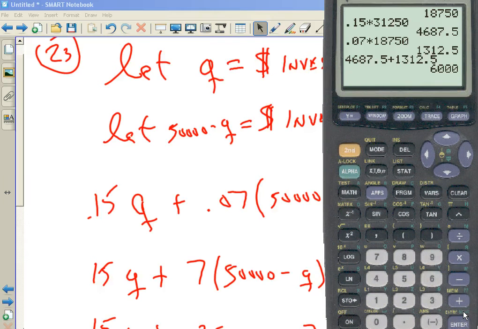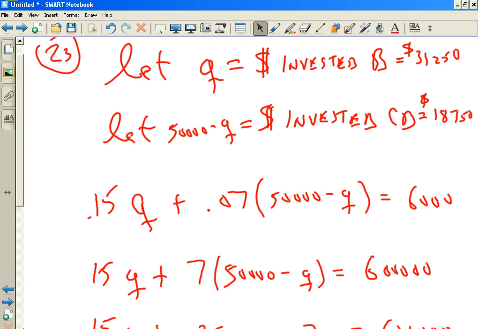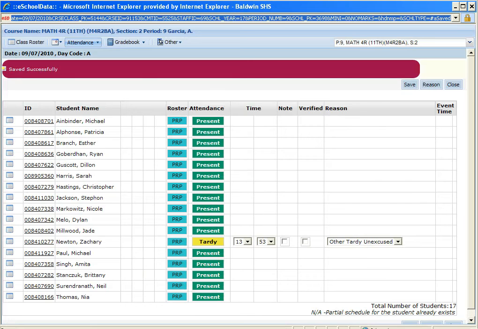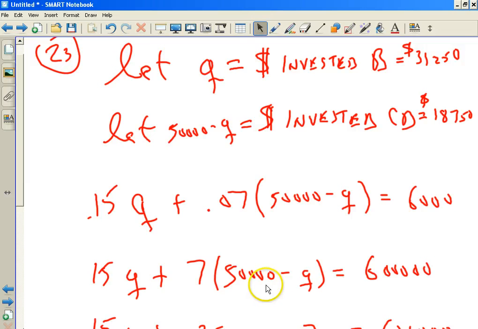Okay? All right, at this point I'm going to save my work because it takes a while to save. So hang on for 1 second. All right, let's go to here. 8,000 times 0.15.